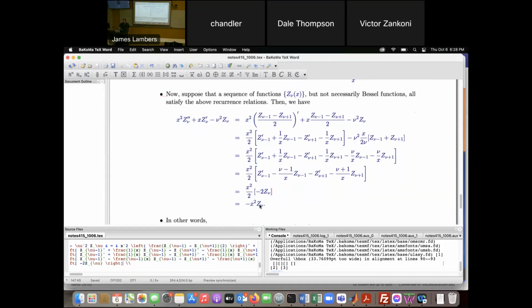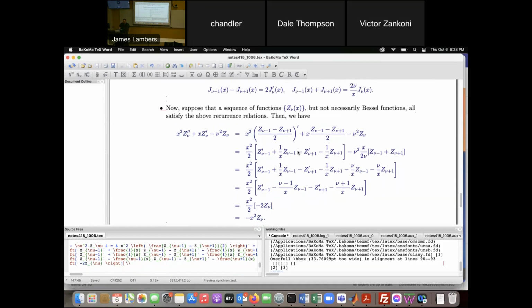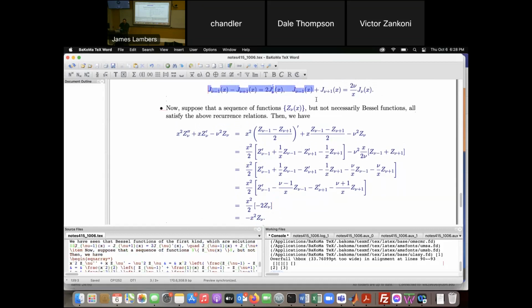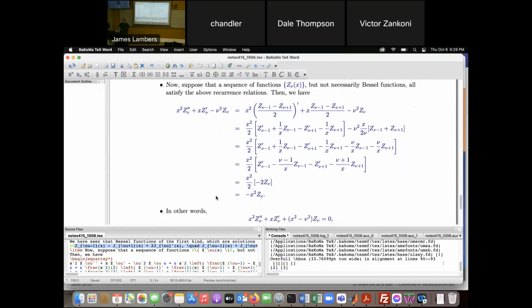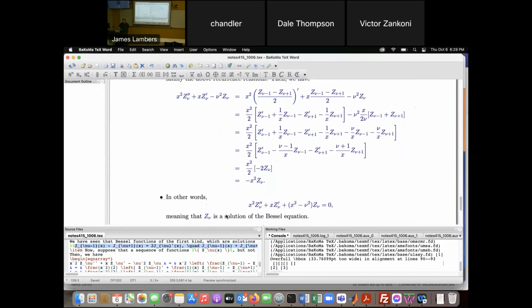So now we have this. And so it turns out that any sequence of functions that satisfies these two recurrence relations also satisfies Bessel's equation. And vice versa. So we have an alternative characterization of solutions of Bessel's equation, or at least it would be a scalar multiple of Bessel functions. So it's kind of like we have an if and only if thing going here.